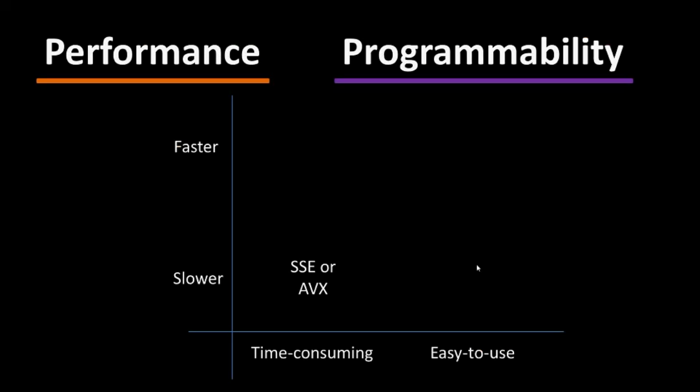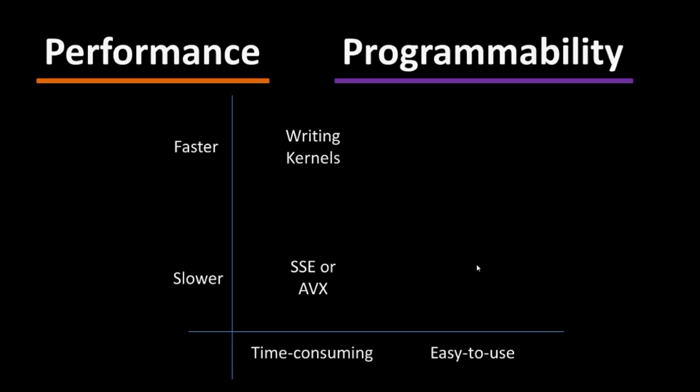So you can think of performance and programmability as a 2D grid, or like an axis. On the y-axis, the vertical axis, you can push code to be faster, or you can write slower code. And on the x-axis, we'll try to place things in terms of how time-consuming they are or how easy to use. Programming SSE or AVX directly is very time-consuming. On the CPU, compared to other options that will fill out this graph, it's on the slower end of things. It's much better than simply scalar operations, but the vector width is still quite limited.